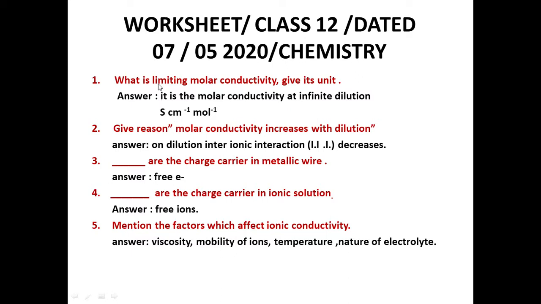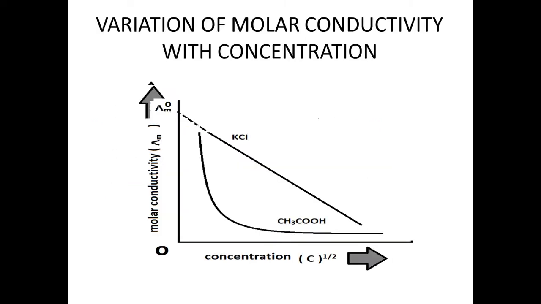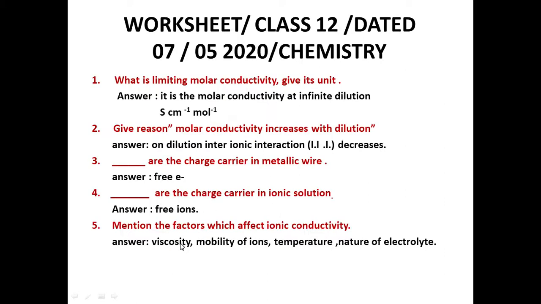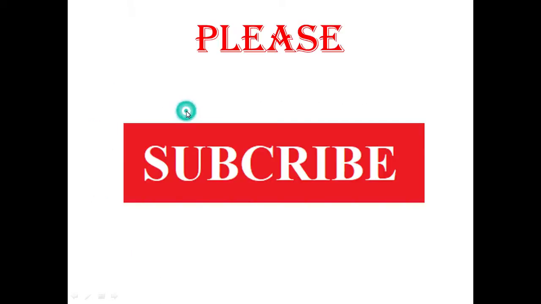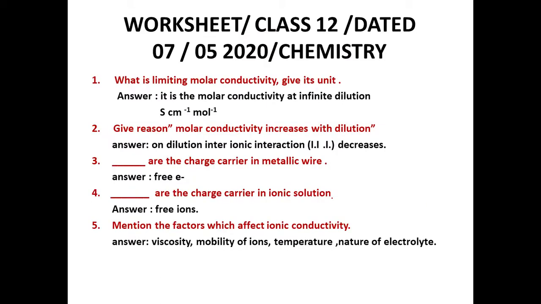You can see here. What is the limiting molar conductivity? Give its unit. So the definition of limiting molar conductivity is that it is the molar conductivity at infinite dilution. You can see here that the point shows the infinite dilution. At that point, concentration just tends to zero. That's why it's called the infinite dilution point. The unit is the same as the unit of molar conductivity, that is Siemens centimeter square mole inverse.